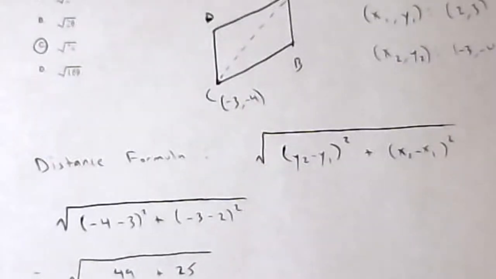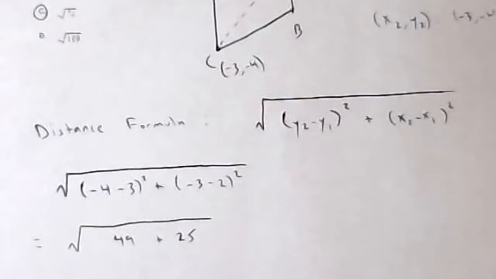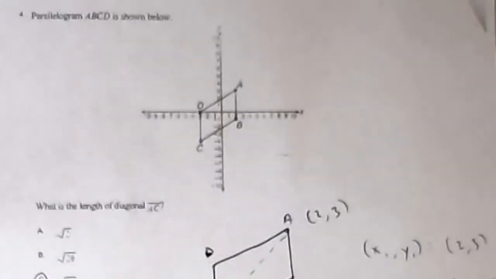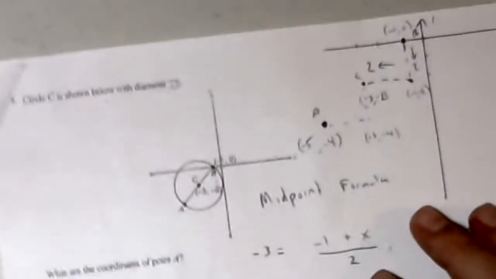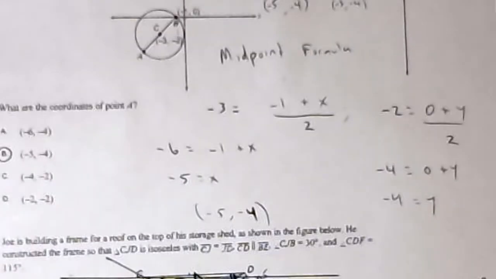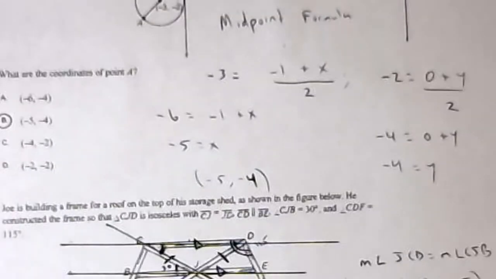There's a distance to find the diagonal. That's worked out. Coordinates of point A. That one's tough to see, but I use the midpoint formula.